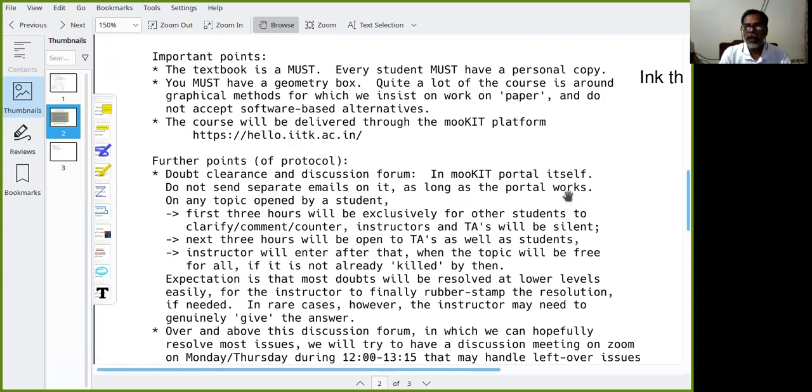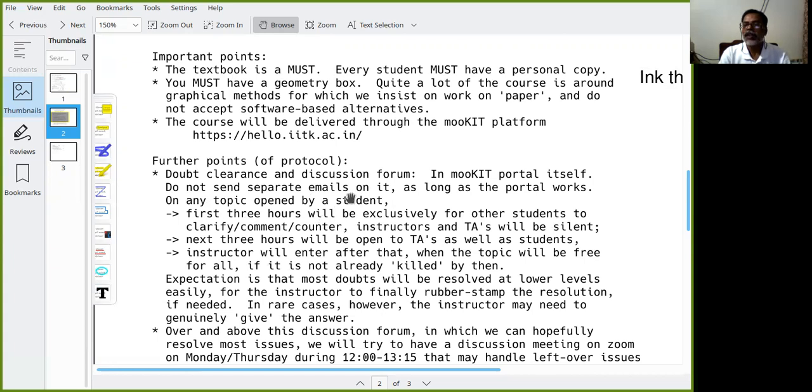So as it happens in the normal class, if you ask a doubt, it is possible that the instructor tells anybody else can answer that question, and then somebody else. So that kind of interaction we will simulate here. So for that, what do we do? If a student opens any topic, any question, any doubt, any issue, then the first 3 hours will be exclusively for other students to clarify, comment or complain.